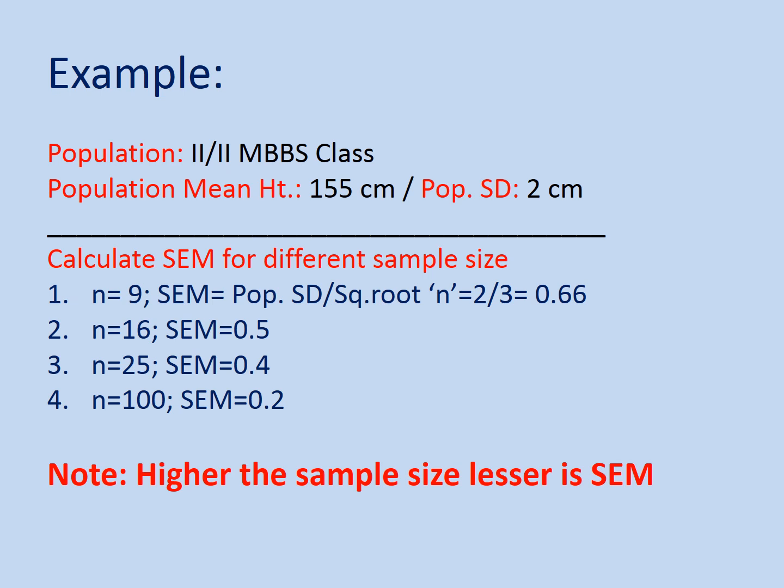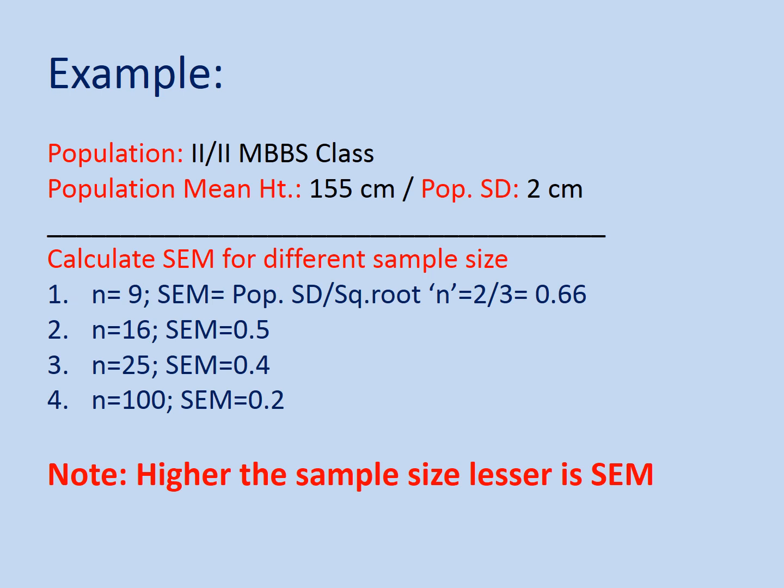As I said in the introduction at the start of this session, standard error quantifies, or measures, the sampling variation. And what you are noticing on the screen is, as you increase the sample size from 9 to 16 to 25 to 100, your sampling variation is decreasing. Sampling variation decreasing means your results are becoming more and more accurate.